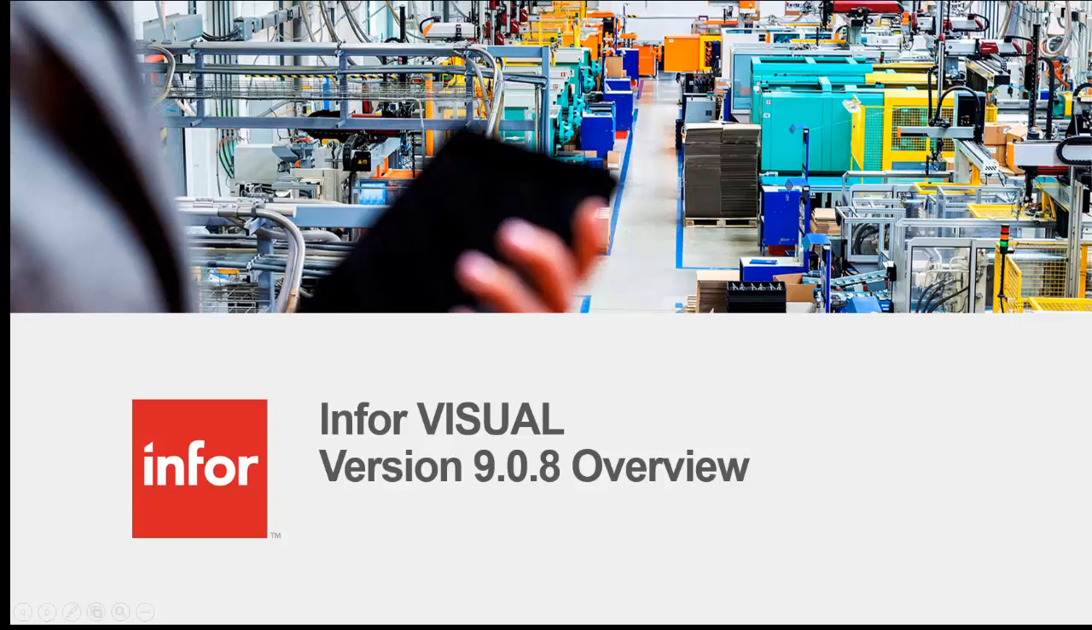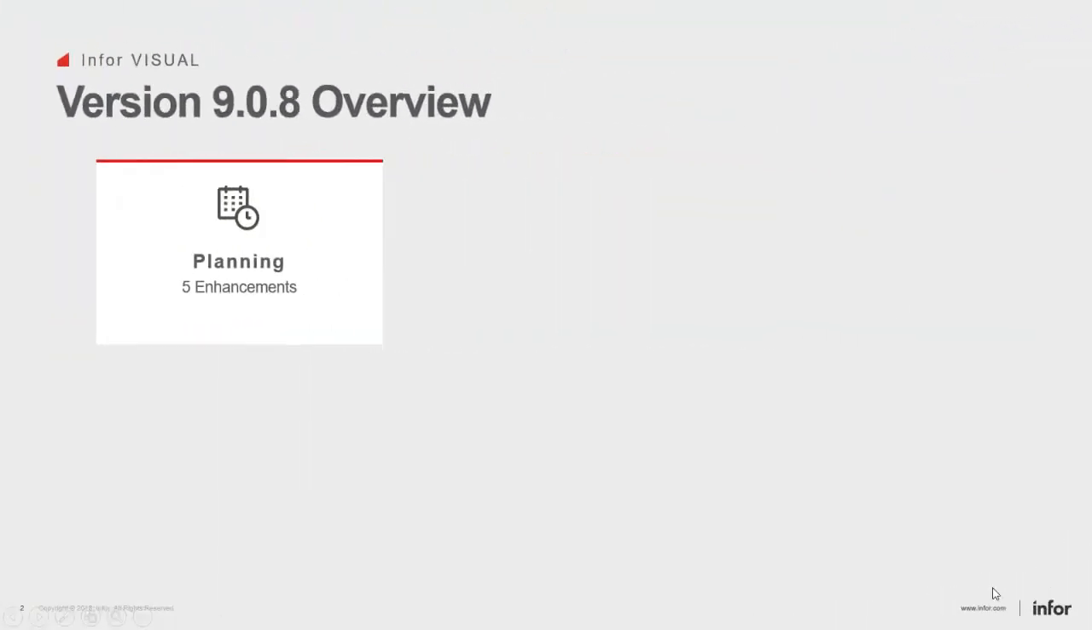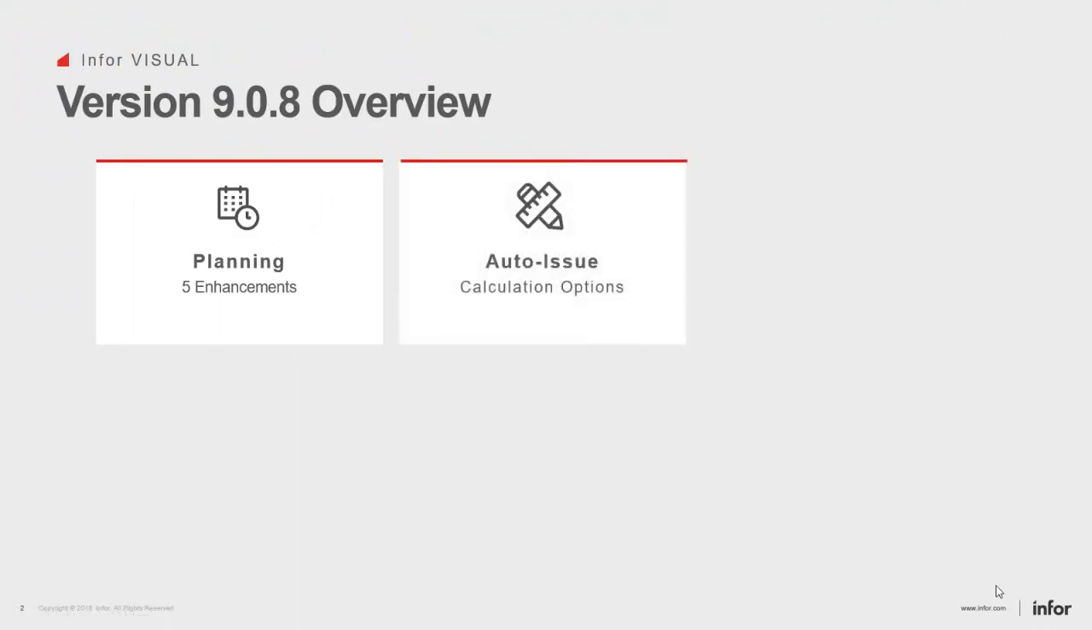Following will be the overview for Infor Visual, version 908. The 908 overview begins with 5 planning enhancements, followed by enhancements for auto issue. There are multiple options added.